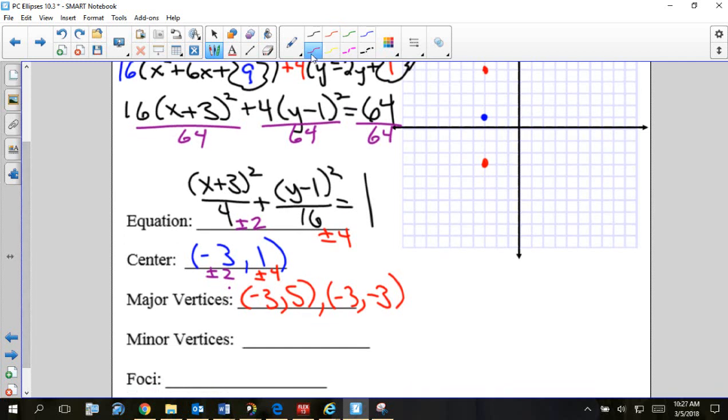For our minor vertices, we're going to add and subtract 2 to the x's. It's negative 1, 1, and negative 5, 1.